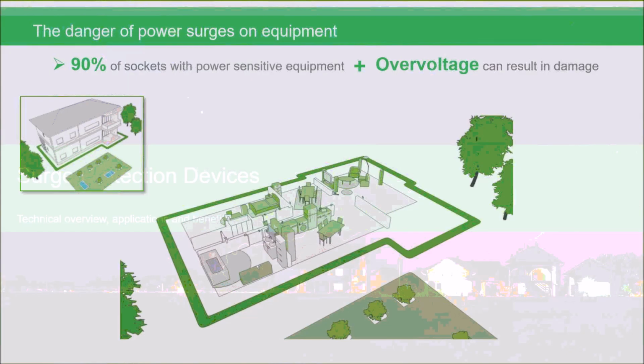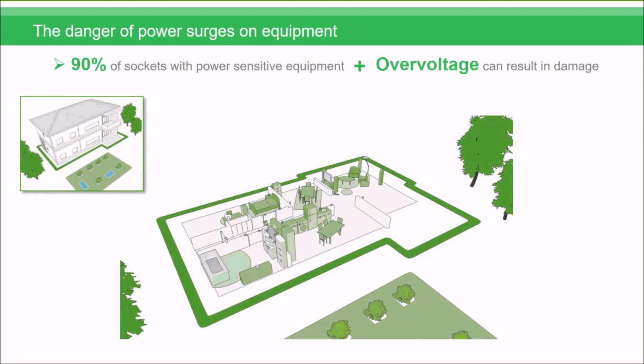So we move now on to surge protection devices, following on from that example, and we have a look at the technical overview, applications and the benefits of these devices, which we have had in the regulations previously. The focus and orientation around the regulation has changed. So we look at the danger of power surges on equipment, and what we can see is that approximately more than 90% of socket outlets have power sensitive equipment connected to them. To that you add an overvoltage and you get a resultant of potential damage.